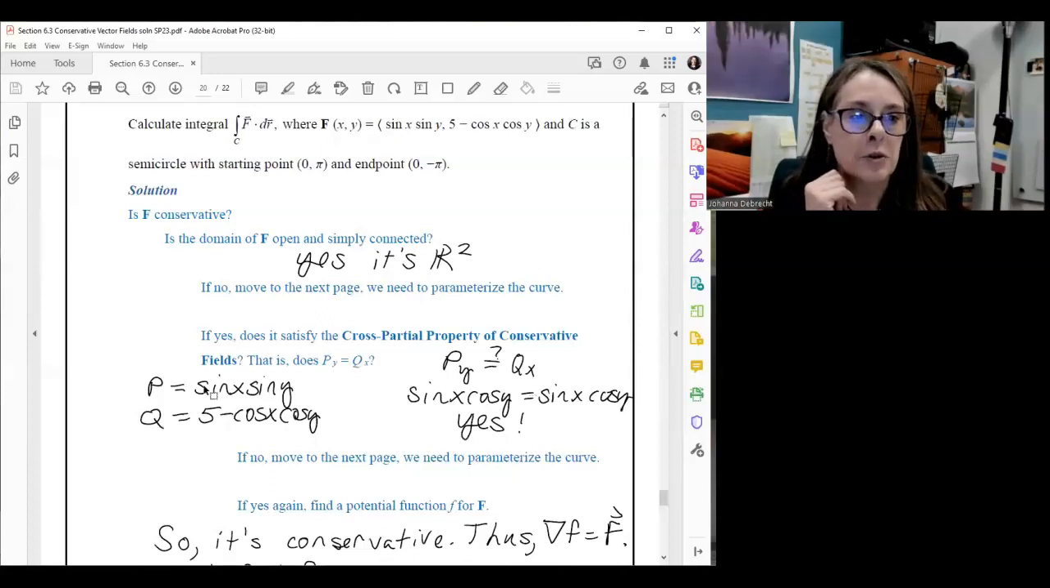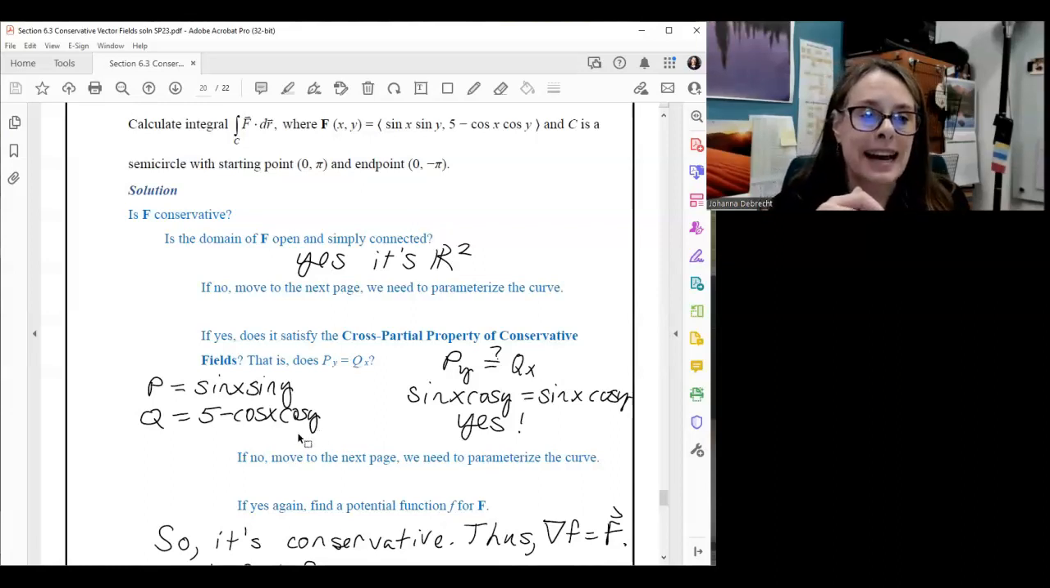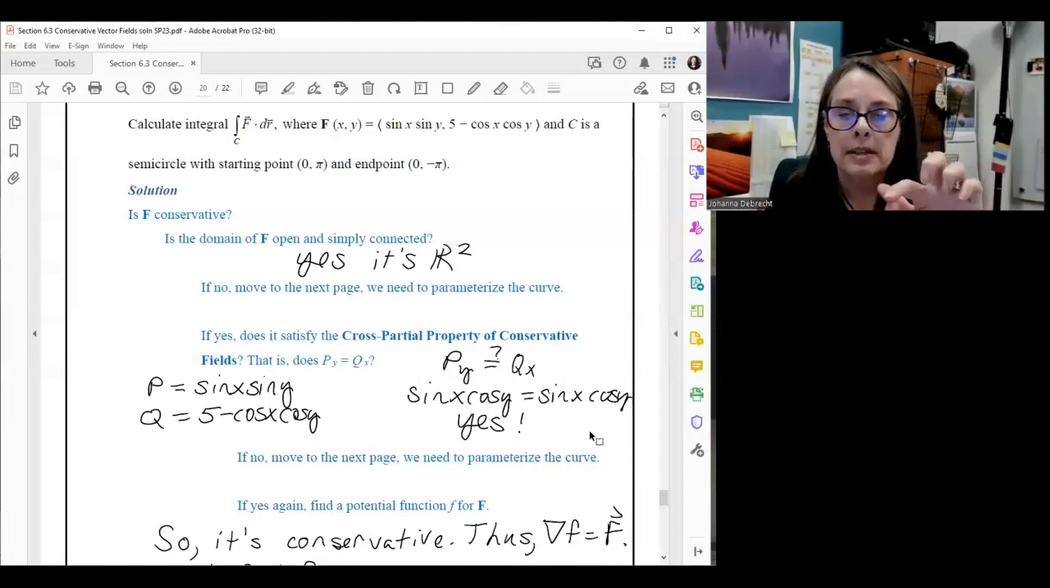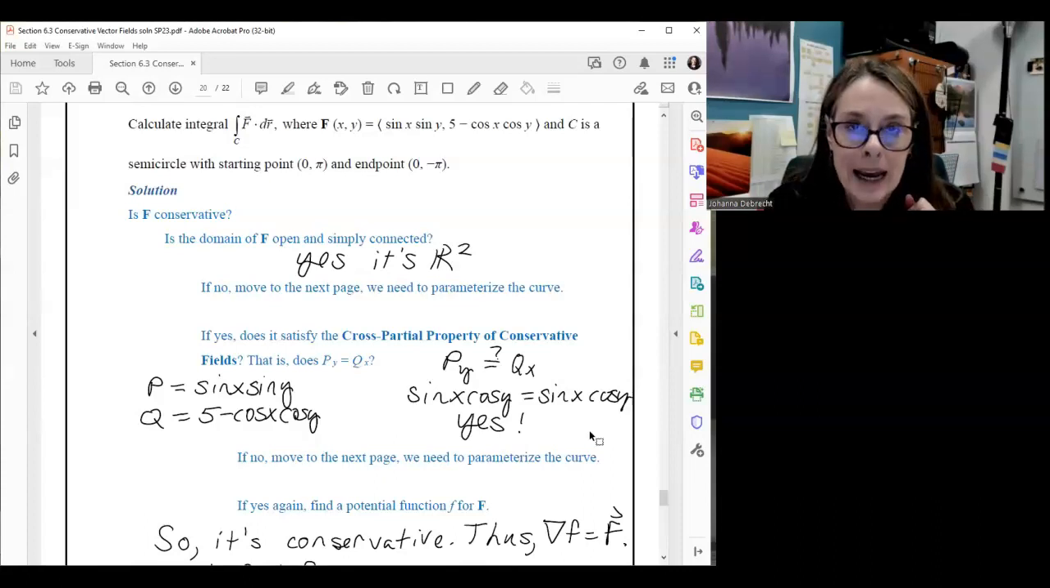So we take the derivative of sine x sine y with respect to y and get sine x cosine y. We take the partial derivative of 5 minus cosine x cosine y with respect to x, and we get sine x cosine y, and they're identical. So it does have the cross partial property, and that combined with open, simply connected, tells us that it is a conservative vector field. So there is a potential function, and we can use the fundamental theorem of line integrals.